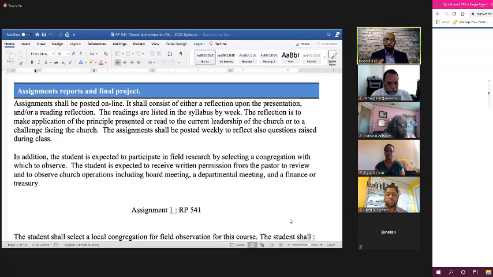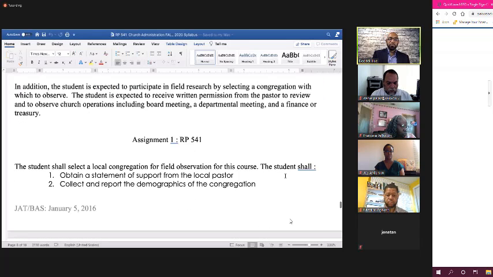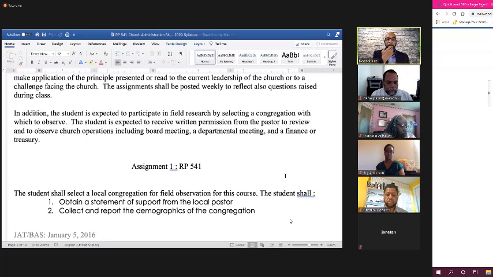But I want you to start identifying a church with which you will operate in over the course of this semester, and you will be doing your field research there. So the student is expected to receive written permission from the pastor to review and to observe church operations, including a board meeting, a departmental meeting, and a finance or treasury meeting.